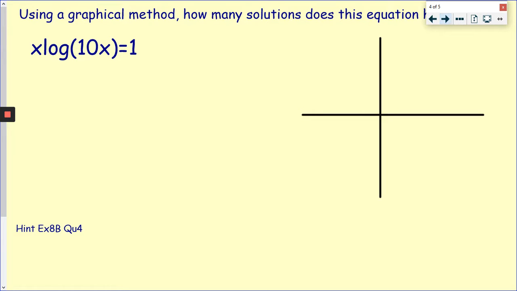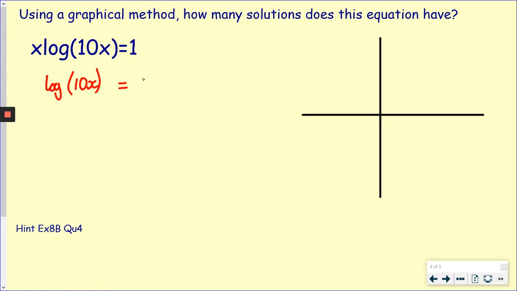Some of the questions that they might ask you are to do with sketching these things, and there's two things that we need to note. Firstly, how can you use graph sketching to determine the number of solutions? In this case, we want to rearrange this so that we've got two equations, one on each side of the equal sign, that we know how to plot. So if we rewrite this as log to the base 10 of 10x equals 1 over x, now we can plot this. Certainly the 1 over x we should be familiar with. It looks something a little bit like this.